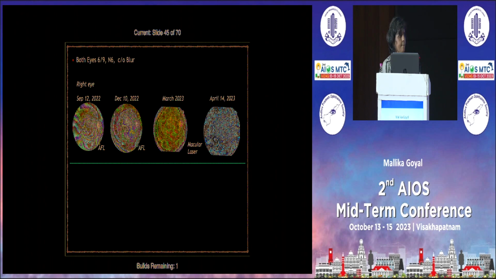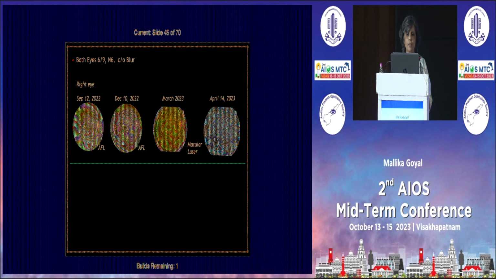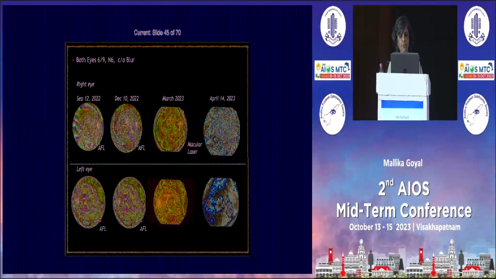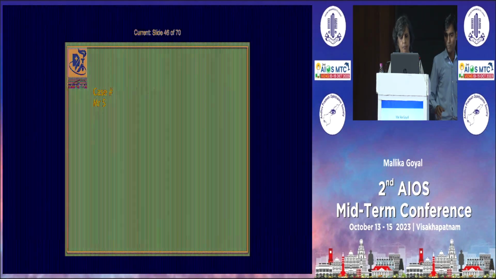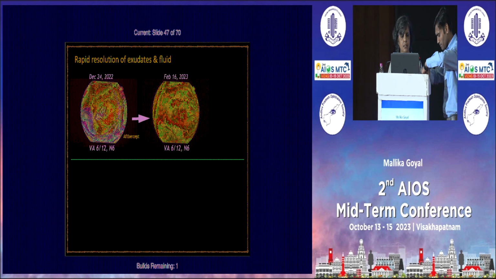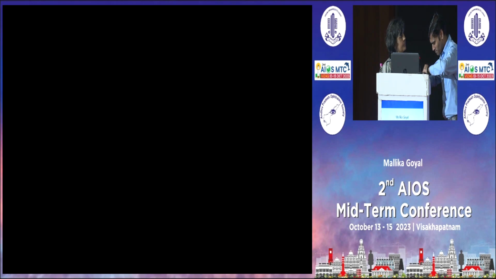Sorry? No, slides are not coming here. It's okay. Okay, this is another patient, bilateral, with 2 injections of aflibercept, we could remove the exudates. Is the color completely like this? Something is happening here. The screen is not working.